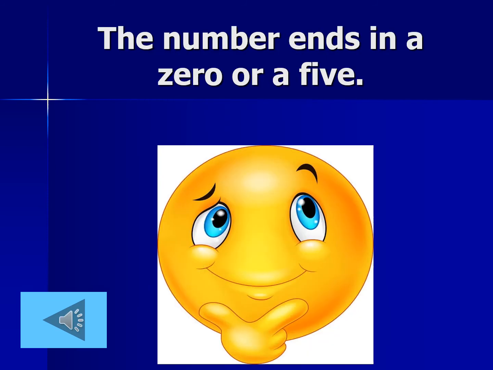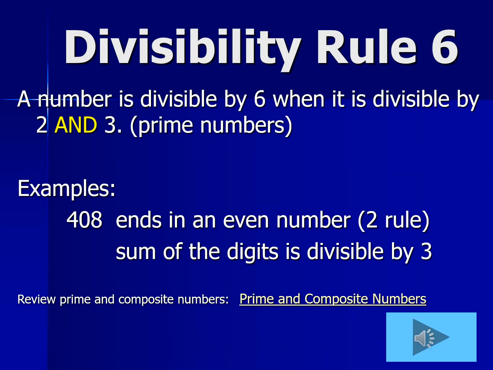Let's remember, for a number to be divisible by 5, it should end in a 0 or a 5. Divisibility rule for 6. A number is divisible by 6 when it is divisible by 2 and 3. So the given number is to be tested for divisibility both for 2 and 3. You know the divisibility test for 2? That the number should end with an even number. And the divisibility rule for 3 was that the sum of the digits should be divisible by 3.